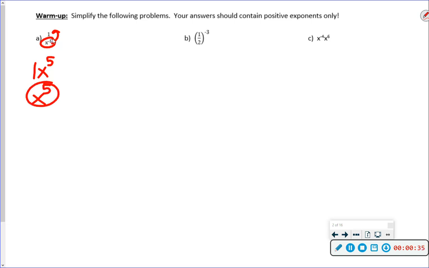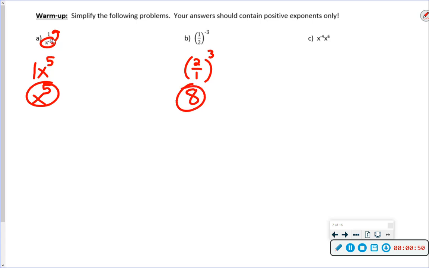All right, b, same problem. You have that negative exponent. So if I want to change negative 3 to a positive 3, I have to reverse my fraction. Then I'm just going to calculate that. 2 over 1 is 2. 2 to the third power, 8.